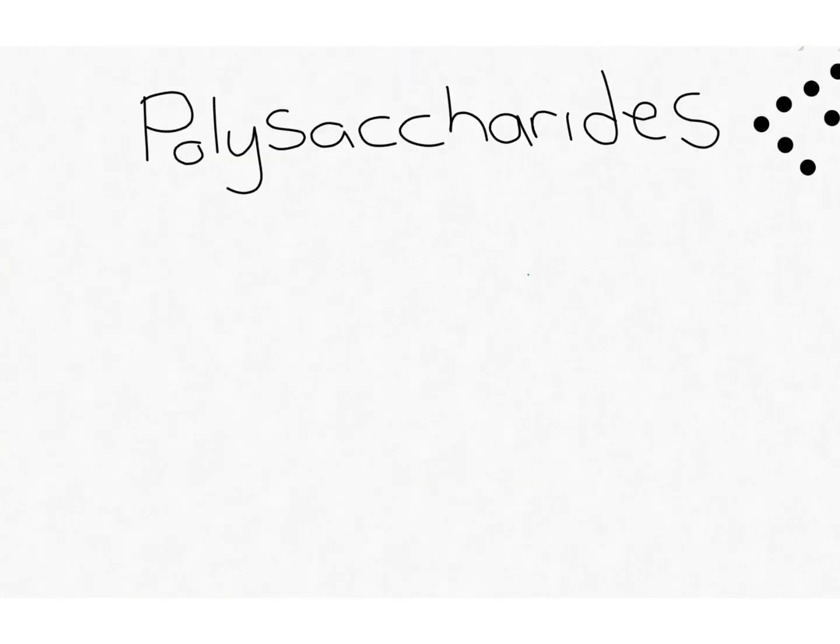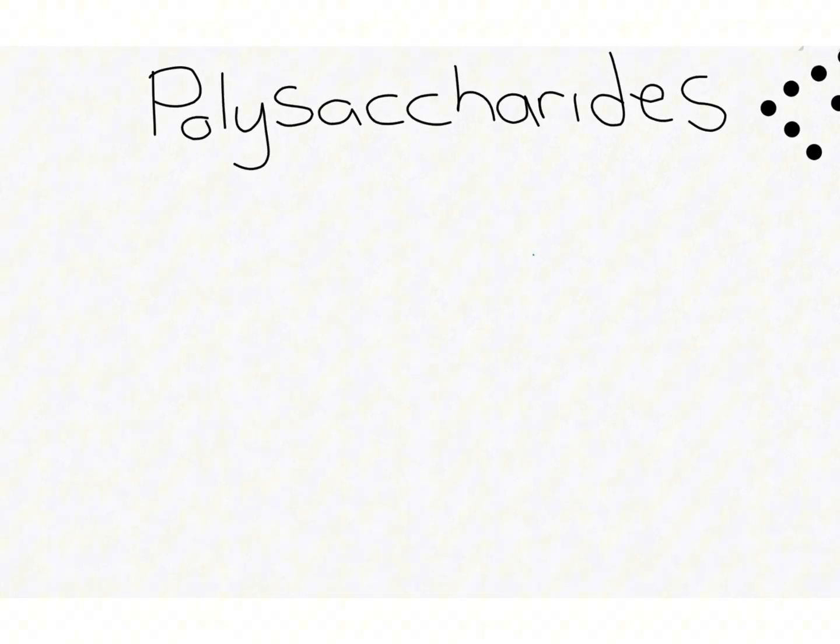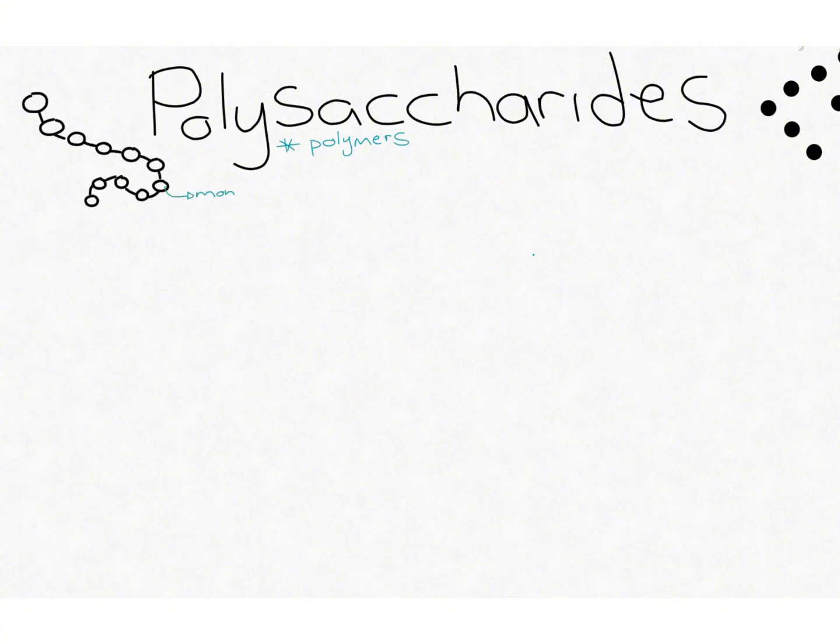Lastly, we have polysaccharides. These are not classified as sugars and will thus not be soluble in water. They can be classified as polymers because they are made up of thousands of repeating subunits of monosaccharides that are linked to one another by a glycosidic bond through a condensation reaction. This also classifies them as macromolecules.